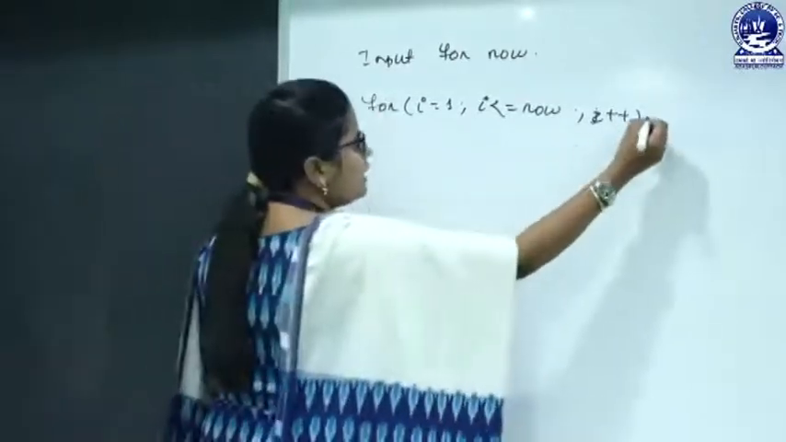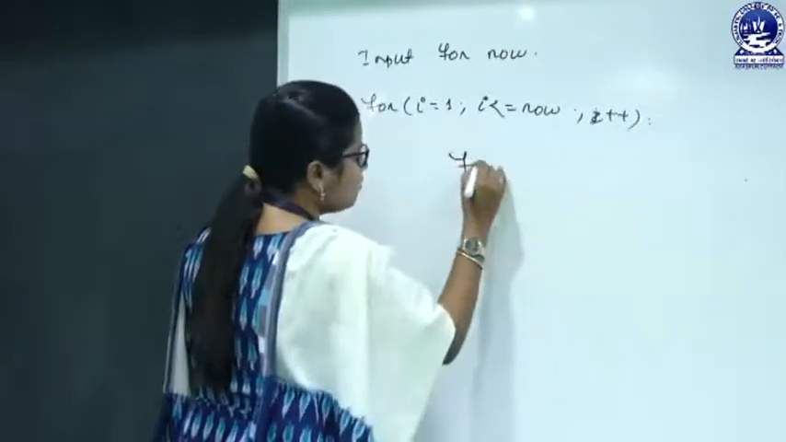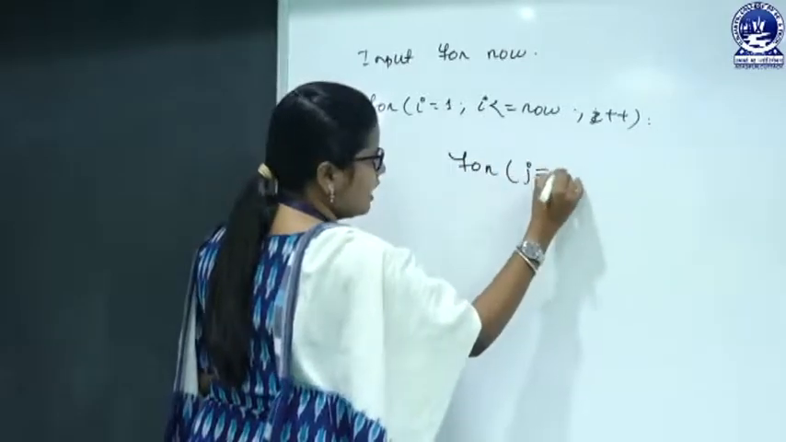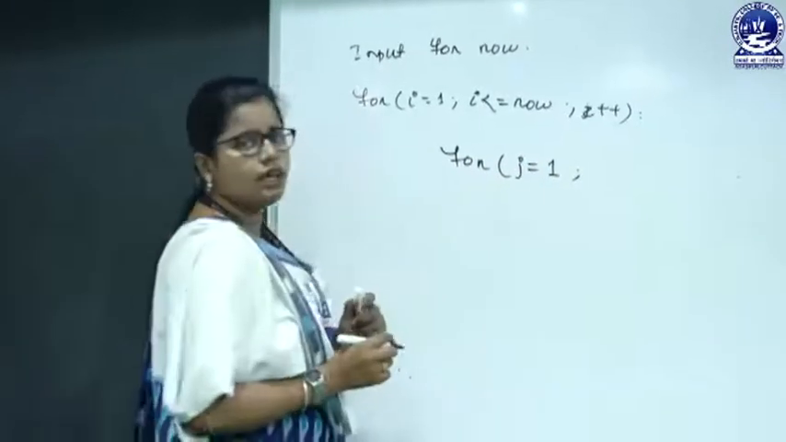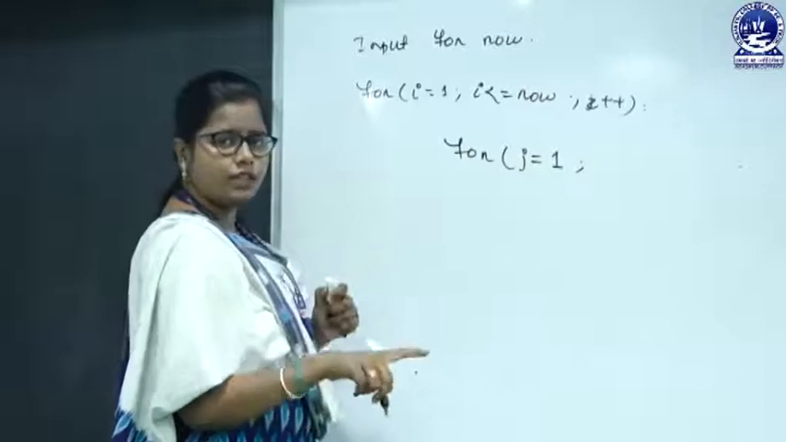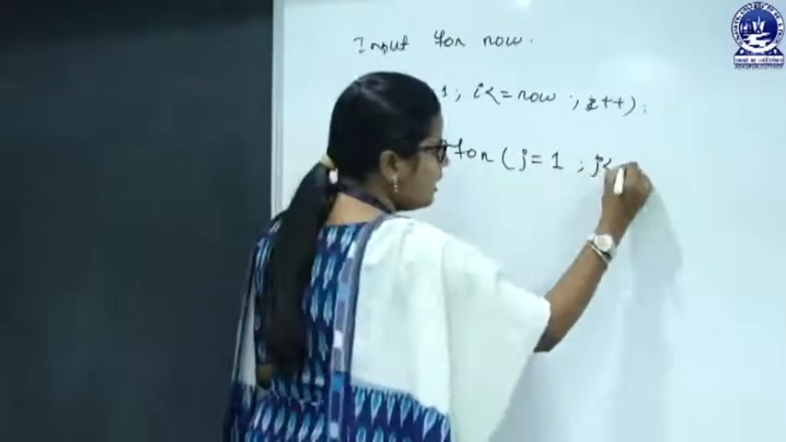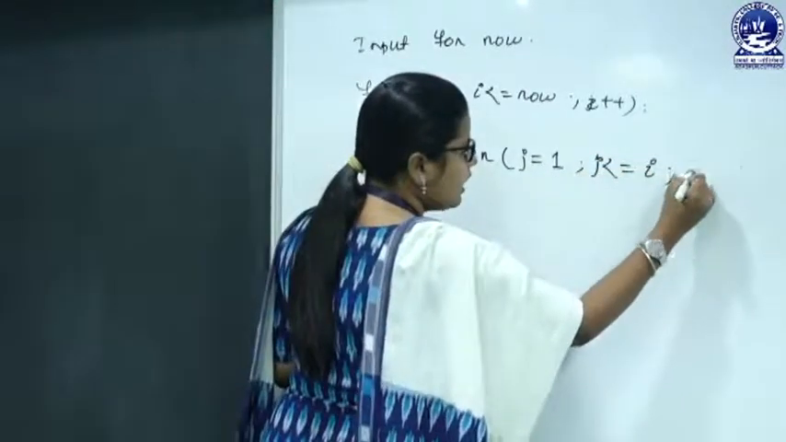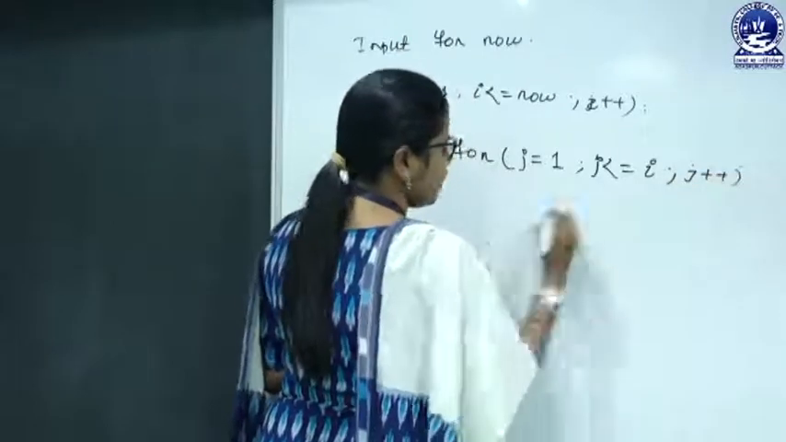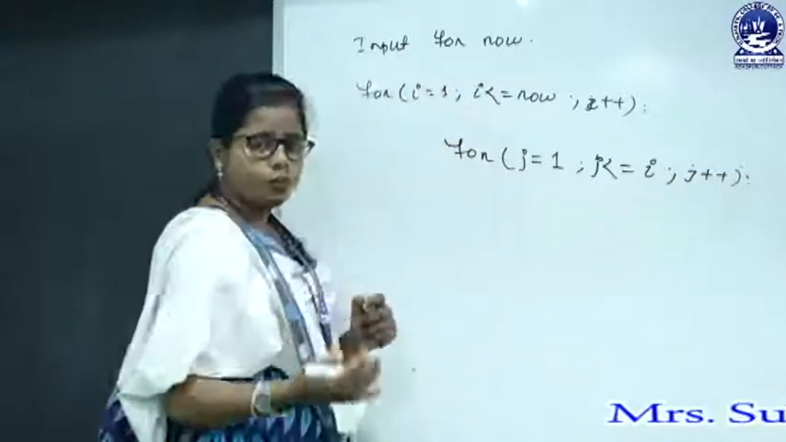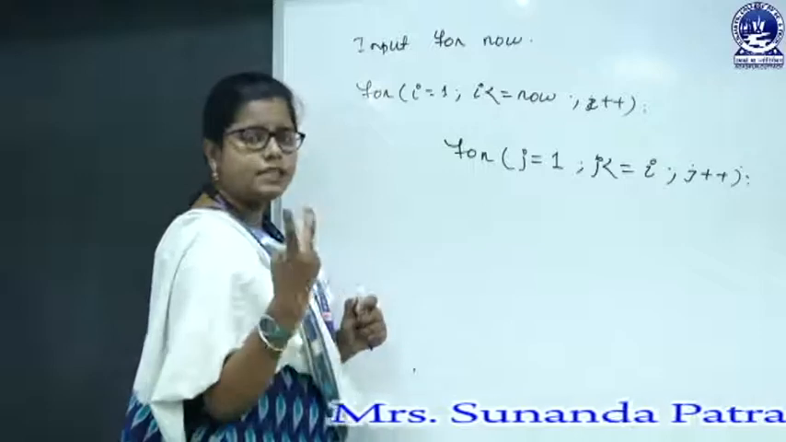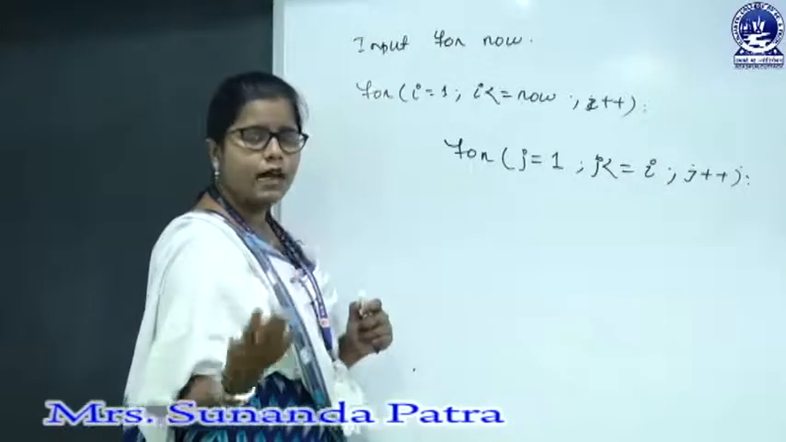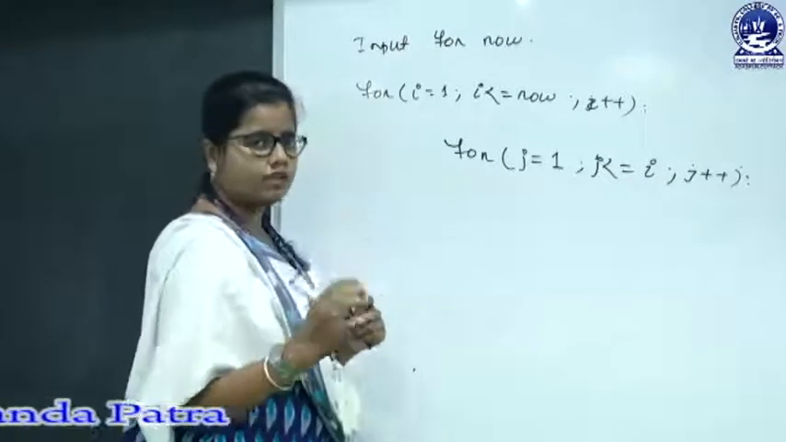Then for the inner loop, we have the counter variable, that is J, and J will start with 1 and end with I. So J less than equals to I and J plus plus. Now what we need to print? We have to print the summation of ith term and jth term, that means I value and J value.